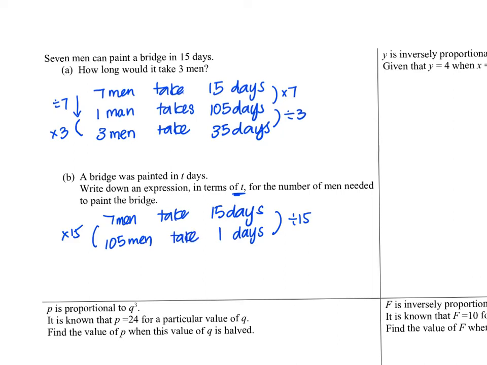And now they want me to have T days. That means I'm going to multiply by T. And this part here will be divide by T. How are we going to write division? Divide by T in terms of algebra. Well, we'll write a fraction. So 105 over T men. Write down an expression. The expression will be 105 over T. Have you gotten your answer?